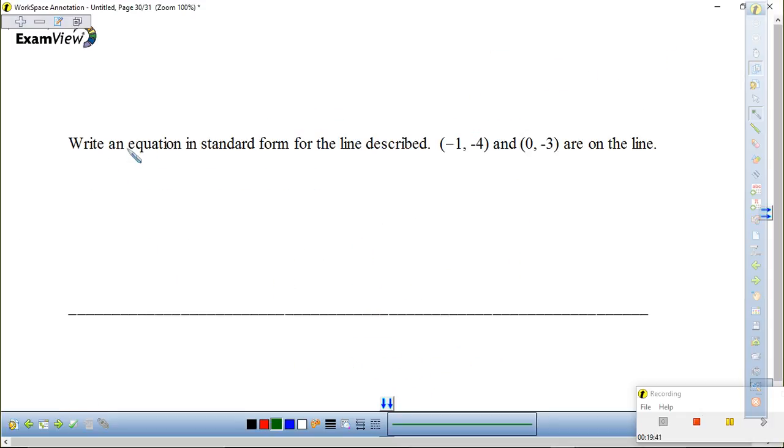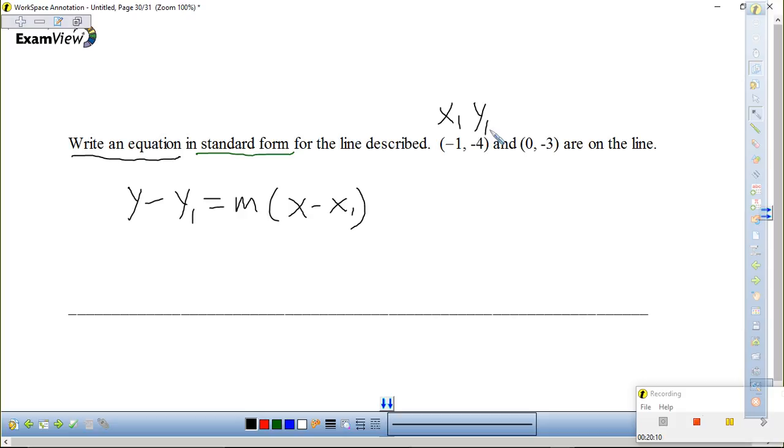It says, write an equation in standard form. Okay. We don't really know how to write it given 2 points, but we know how to write a slope-intercept form given 2 points. Is that correct? Yes, Mr. Q. So to write an equation, we always start with point-slope, which is y minus y1 equals m times x minus x1. So let's see. Do we have x sub 1, y sub 1? Yes. x sub 2, y sub 2.